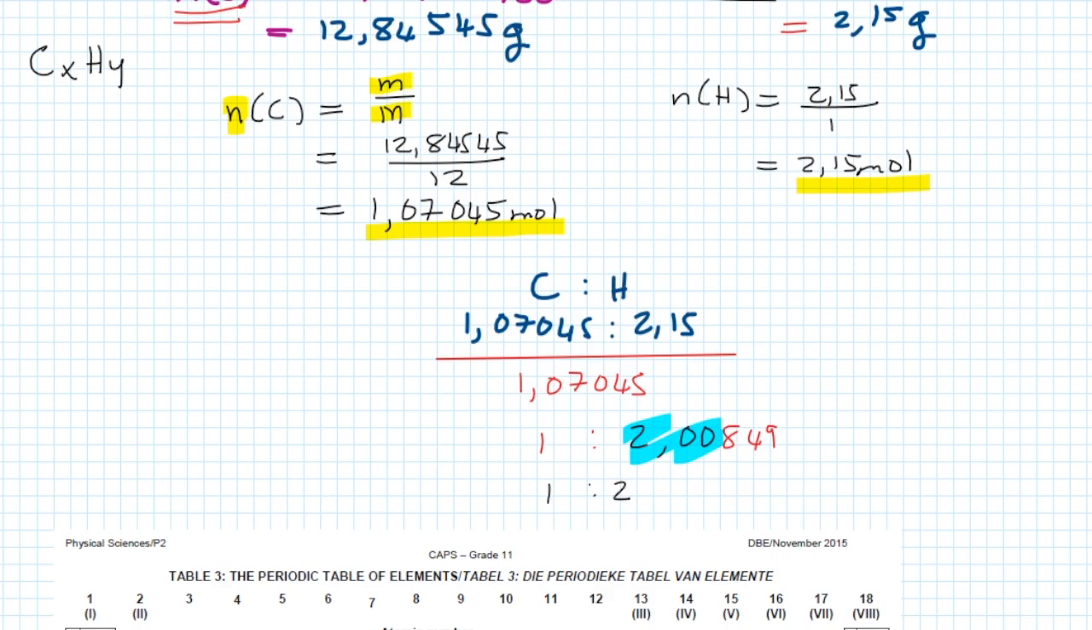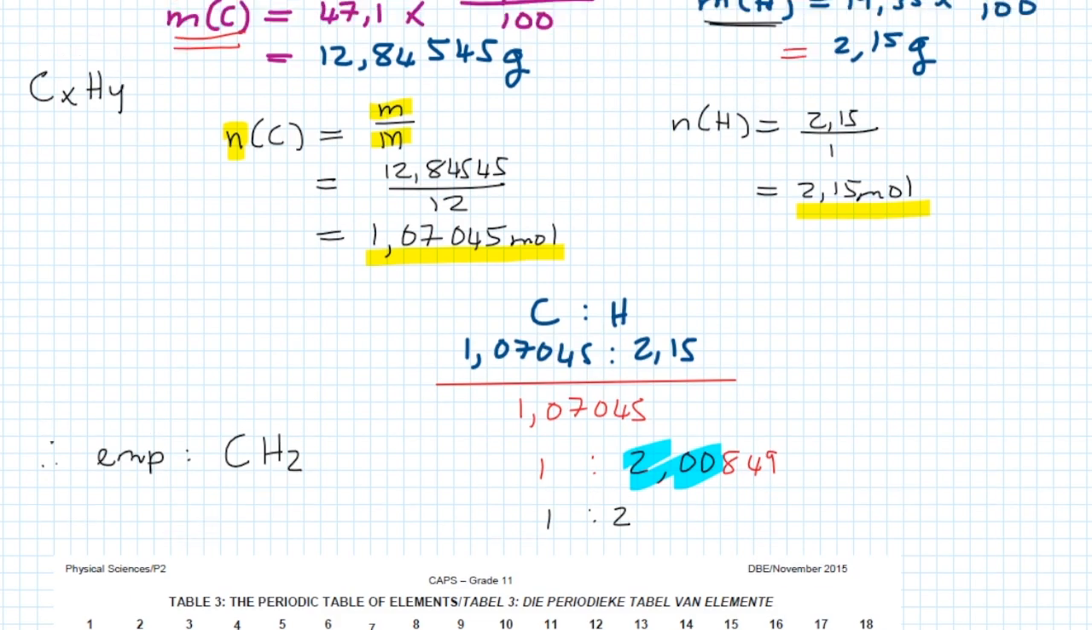And this actually brings us to the answer to this question, the empirical formula. Therefore, the empirical formula is going to be C1H2. That is the empirical formula of this compound. I really like this question. Please go through it, go over it.